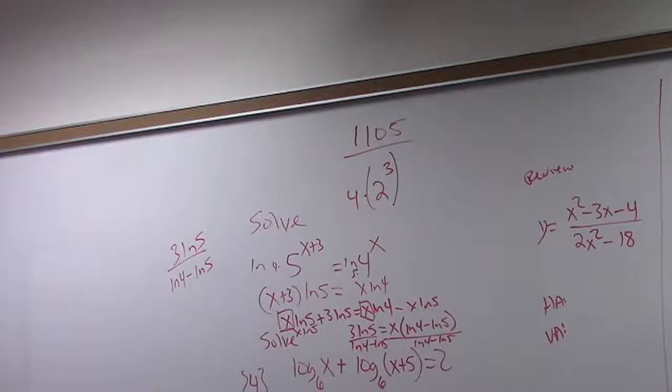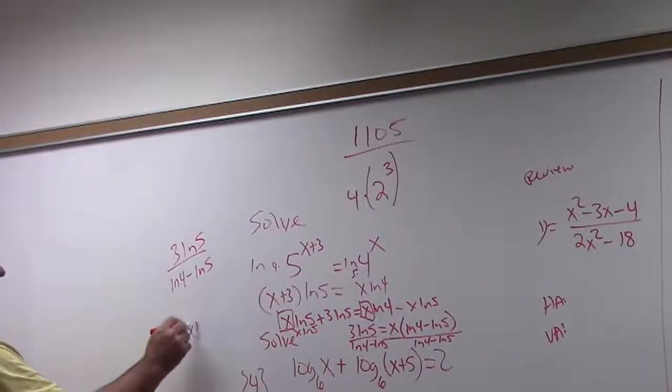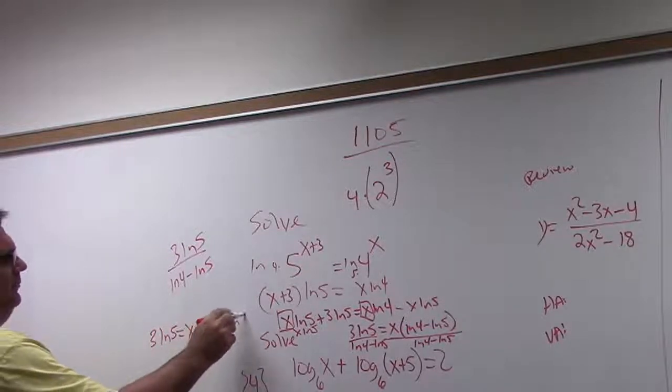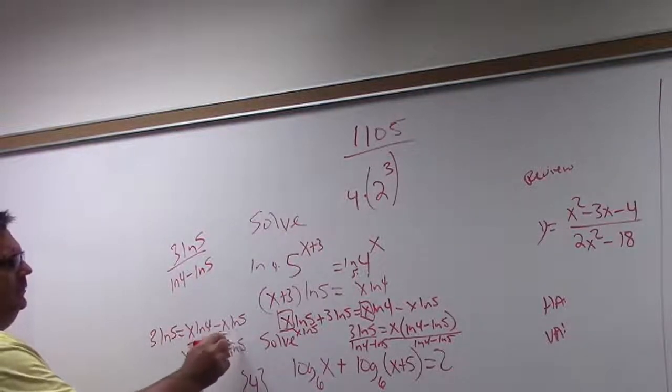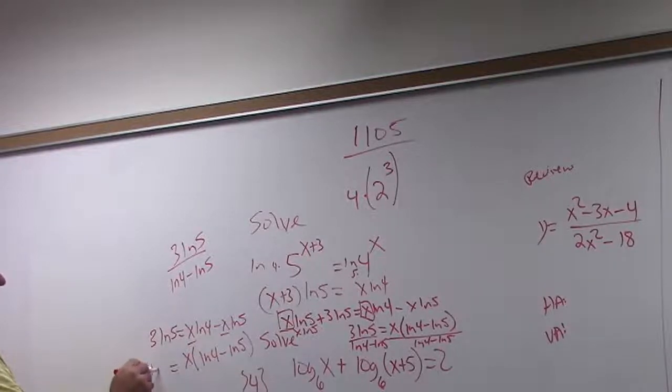I was trying to look at the second one again. Once you moved it over, the x ln 5, you needed to have 3 ln 5, and then x ln 4 minus x ln 5? Yeah. X is common to both, yes? Okay. So I factor it out. So it becomes x times that. Now to solve for x, I just have to divide it out.